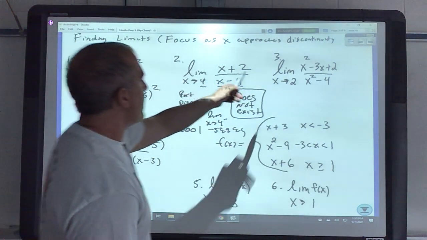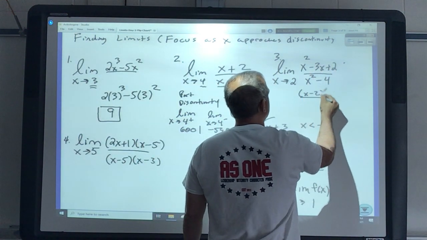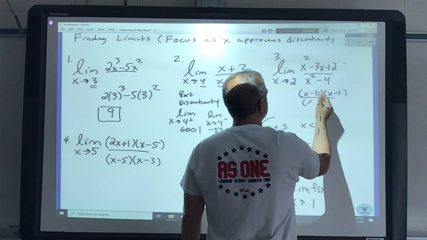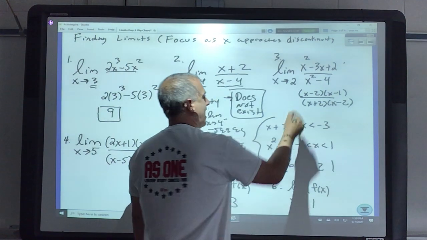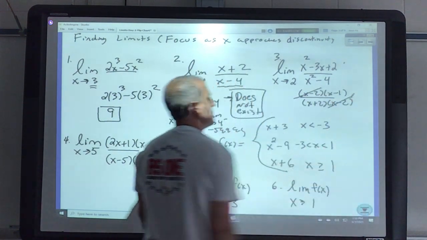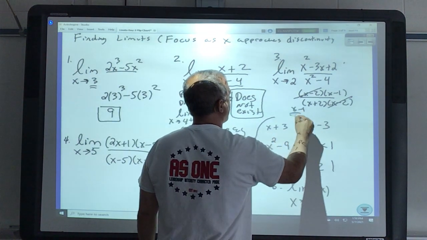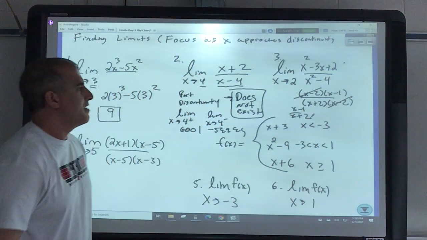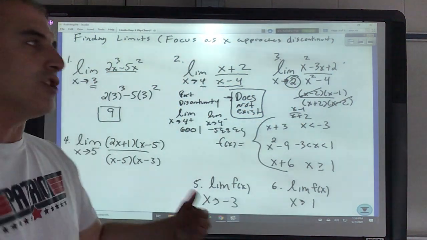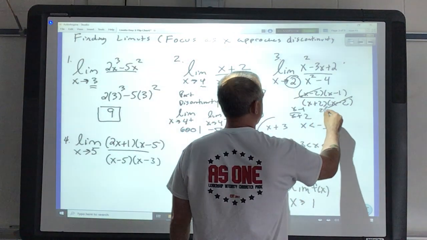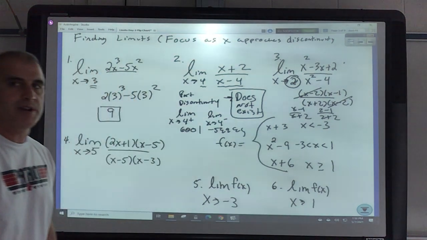Before I examine this, let's go ahead and factor. That part would be x minus 2, x minus 1. This part would be x plus 2, x minus 2. Now what happens is I have eliminated that factor, so what I really have is x minus 1 over x plus 2. Since x approaches 2 is not part of the discontinuity, I can just evaluate that. So that's going to be 2 minus 1 over 2 plus 2, because that 2 is not part of the discontinuity anymore.